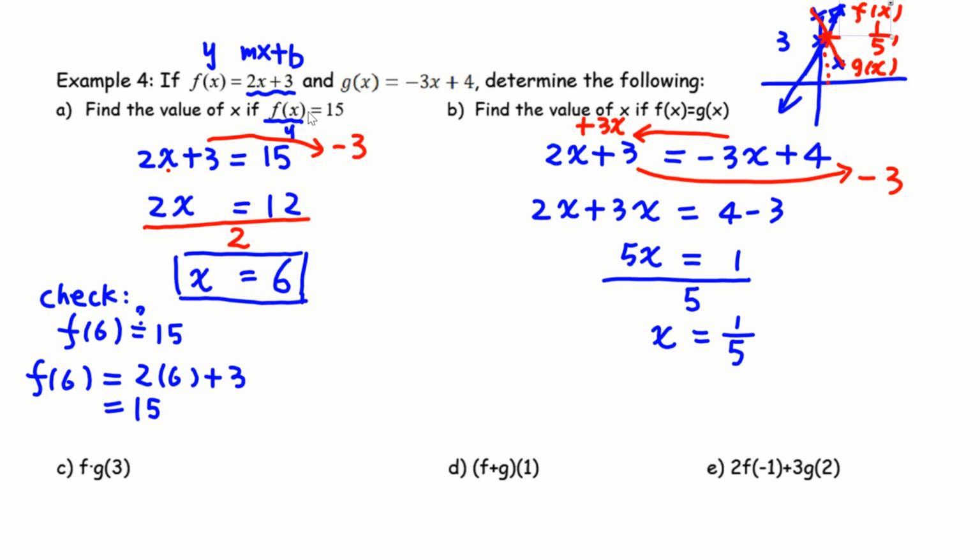And for this one, you could also think of it as you draw a horizontal line, y value is 15, then you are looking for the x value that will give you the point 6, 15 on the straight line f at x, the first linear function.